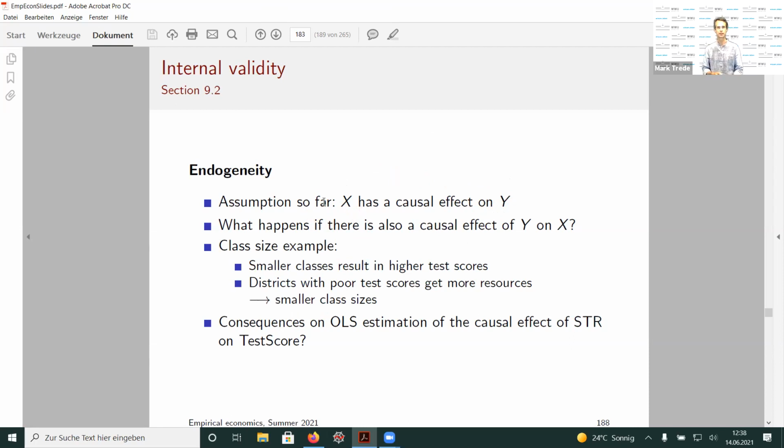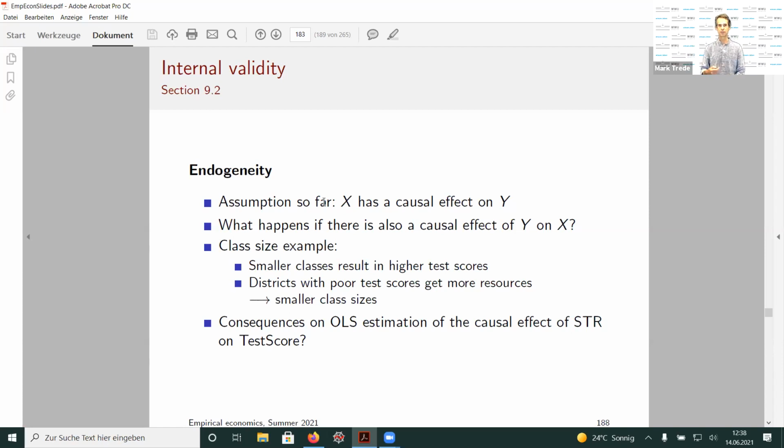It's actually quite a good exercise for you when you read about an empirical study, either in the newspaper, need not be in economics, it could be anywhere, to reverse the line of argument in the causal effect. So let's look at the class size example. Wouldn't it be possible that there's now also a causal effect from y to x?